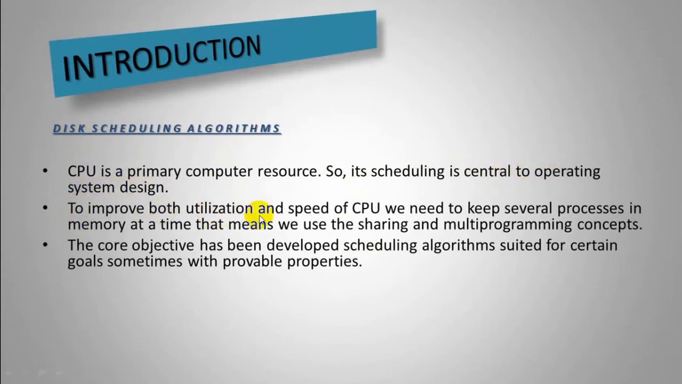To improve both utilization and speed of the CPU, we need to keep several processes in memory at a time. That means we use the sharing and multiprogramming concepts. The core objective has been to develop scheduling algorithms suited for certain goals, sometimes with probable properties.